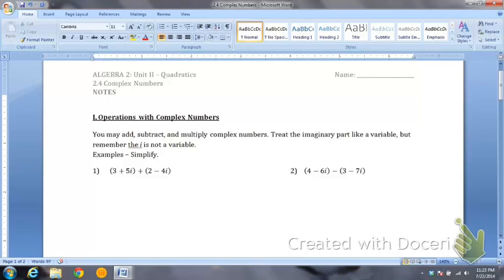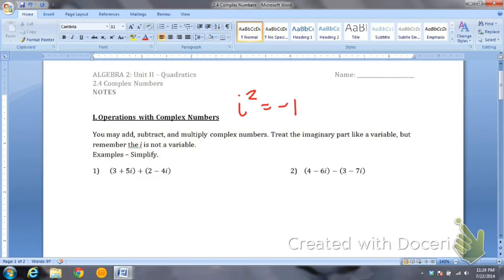Lesson 2.4 deals with operations with complex numbers. So we've already talked a little bit about what i means, what i squared is. Remember that i squared is -1. So we want to make sure that we remember that. i squared equals -1. Whenever we see the i squared, we're always going to change it to -1 no matter what.